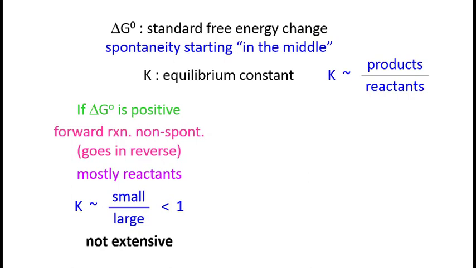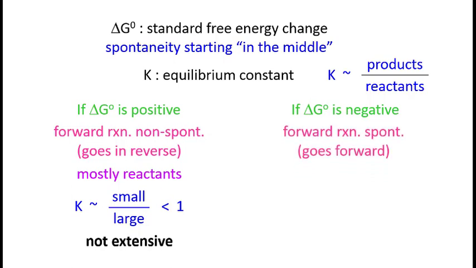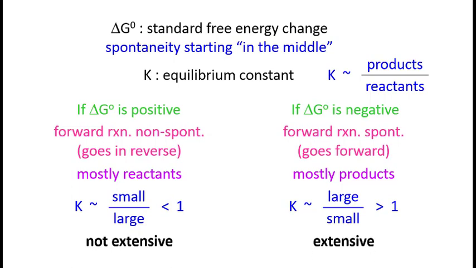On the other hand, if delta G0 is negative, that means that, starting in the middle, the reaction is still spontaneous in the forward direction. It continues to go forward. When it reaches equilibrium, the mixture will be mostly products. Again, considering the expression for K, the amount of product will be relatively large, while the amount of reactant will be relatively small. This ratio, and thus the value of K, will be greater than 1. A reaction that forms mostly products is an extensive reaction.